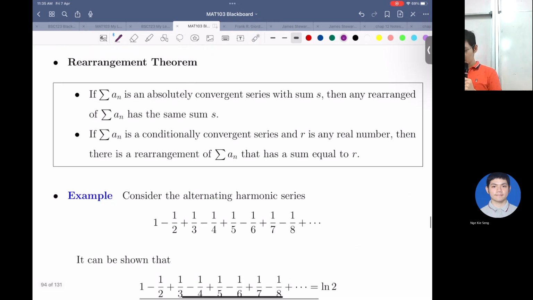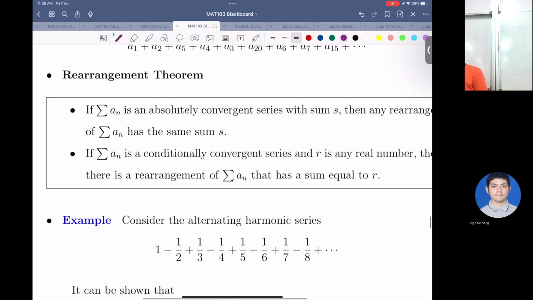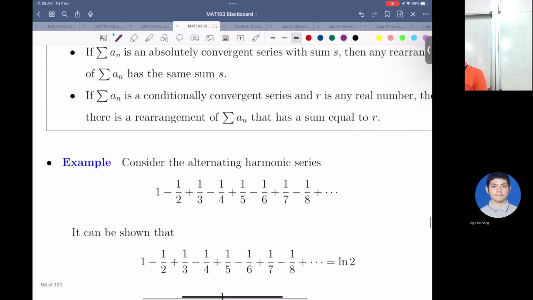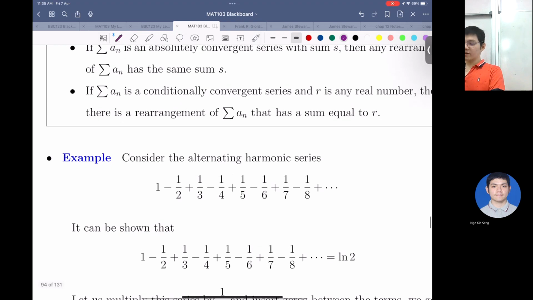So we'll see an example. Let's say we have the alternating harmonic series. It can be shown that this sums to log 2. You need to add in this order: 1 minus a half plus a third minus a quarter plus a fifth. Follow this order and you get log 2. This is an exercise in the textbook, I think. If you are interested, you can look for it, or try to prove it yourself.